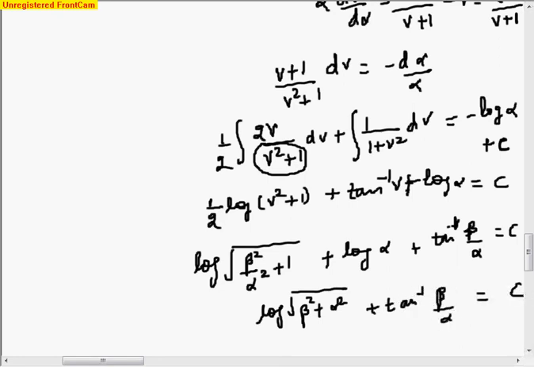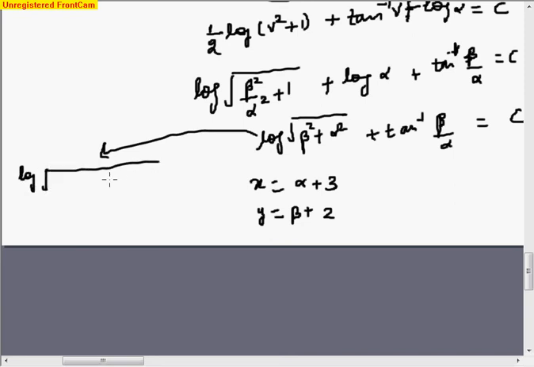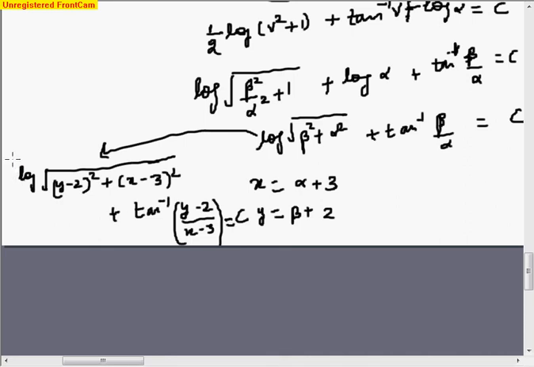Now put the values of beta and alpha. What were the values of beta and alpha? I had x is equal to alpha plus h, that is 3, y is equal to beta plus k, that is 2. So alpha is x minus 3 and beta is y minus 2. So the final answer is log of square root of ((y minus 2) square plus (x minus 3) square) plus tan inverse of (y minus 2) upon (x minus 3) is equal to c. This is your final answer.